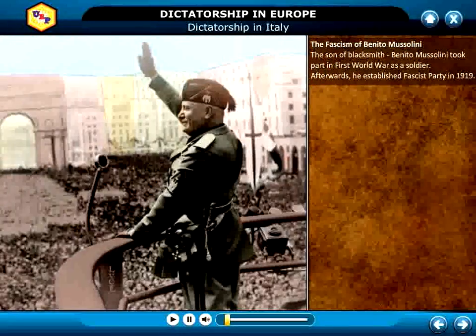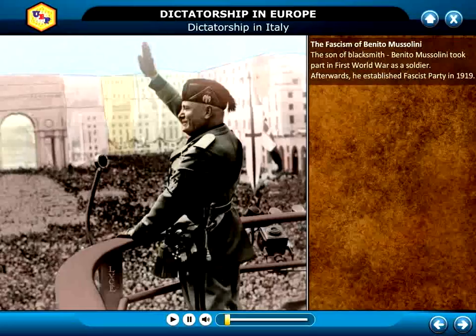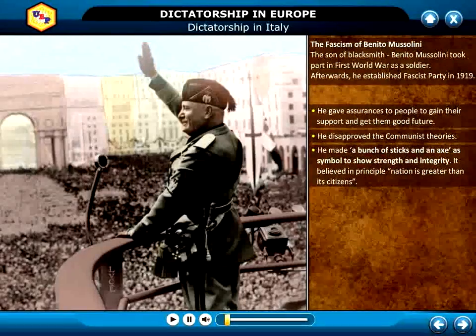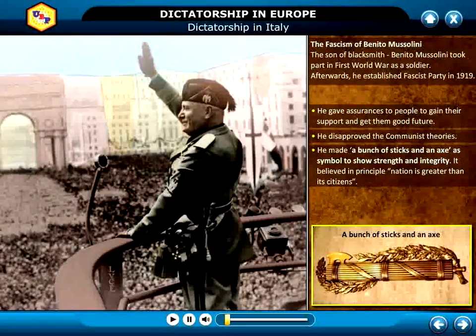The fascism of Benito Mussolini, the son of a blacksmith. Benito Mussolini took part in the First World War as a soldier. Afterwards, he established the Fascist Party in 1919. He gave assurances to people to gain their support and promised them a good future. He disapproved of communist theories. He made a bundle of sticks and an axe the symbol to show strength and integrity.